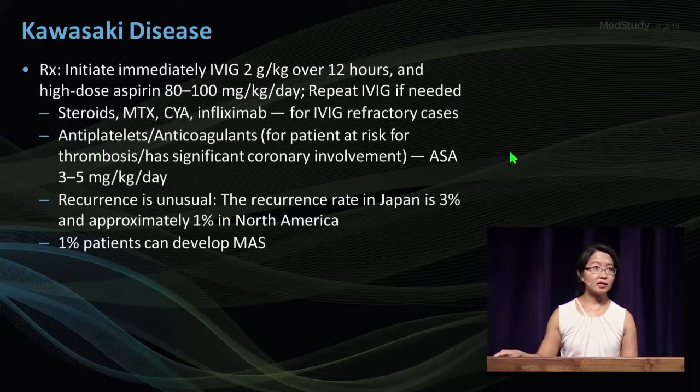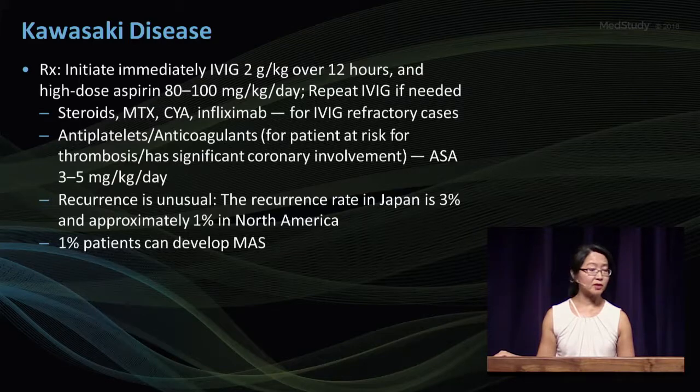Antiplatelets and anticoagulants have also been used and are needed in patients who have thrombosis or coronary artery aneurysms. You can lower the dose once the fever is gone to about 3 to 5 milligrams per kilogram a day of aspirin. Recurrence is rare. It's very unusual. The rate of recurrence in Japan is about 3%.